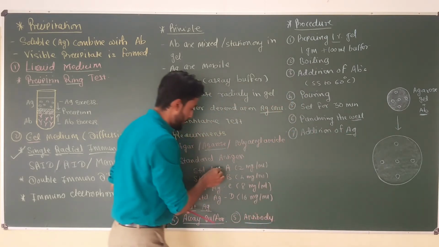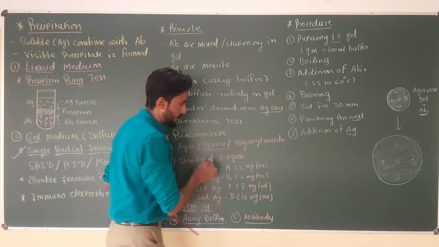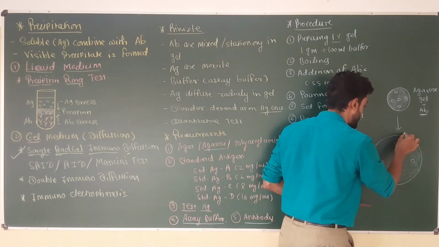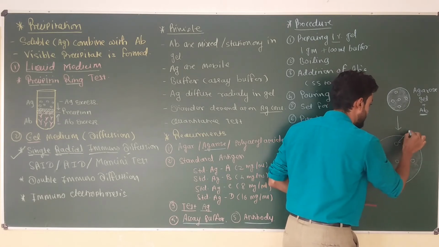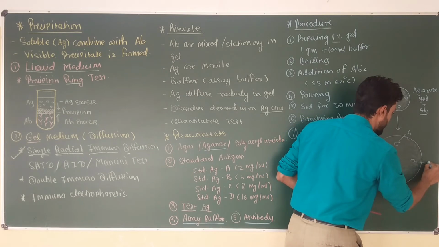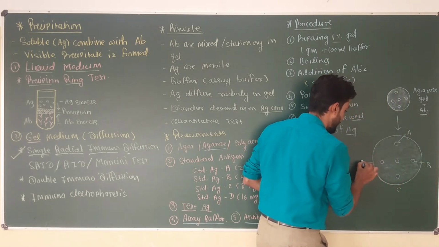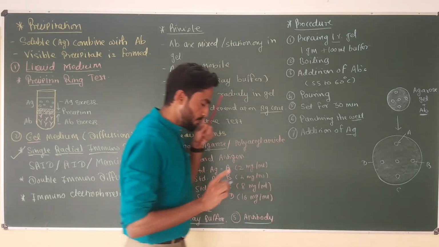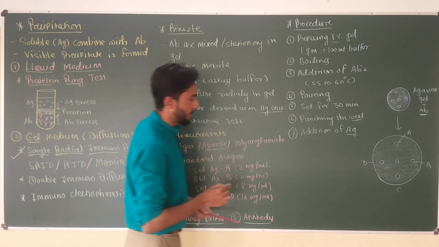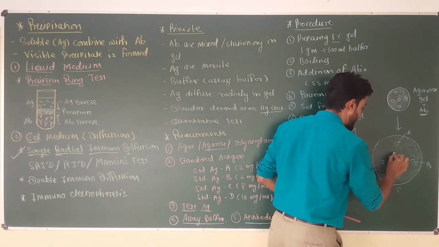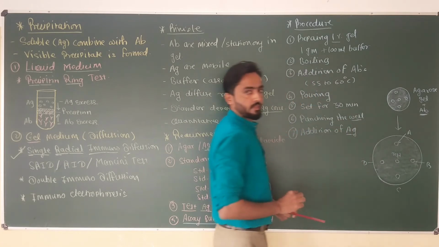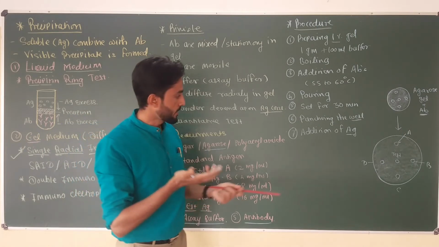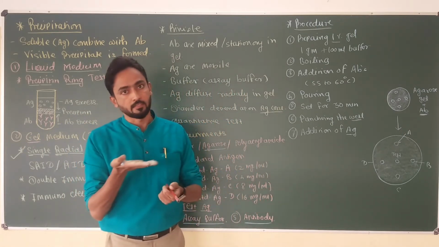In these wells I have added different antigens. For example, I have added standard antigens A, B, C, D. The 4 outside wells contain antigens A, B, C and D, so 4 standard antigens are added in these 4 wells, while the remaining 1 test antigen I have added at the center. So this center well contains the test antigen. At the time of addition of this antigen with the help of a micropipette, I should keep this plate horizontally on a flat surface.